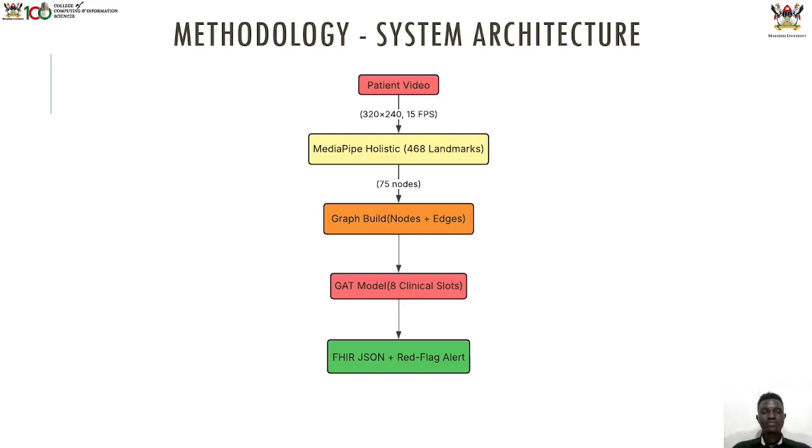After that, the 75 nodes or landmarks detected from the patient video go through graph building to find some connection between the nodes and then the edges. Then the graph attention model helps to map the built nodes and edges together to clinical slots, and afterwards they produce a JSON file which helps in red flag detection to produce red flag alerts.